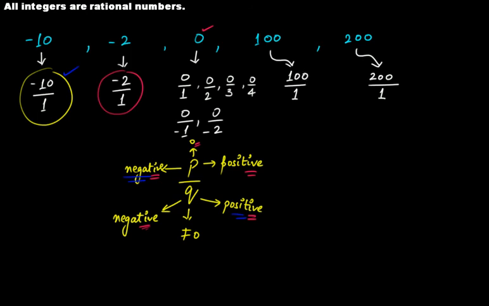100 is a positive integer, 1 is a positive integer, so it satisfies the condition p over q of a rational number. Yes, it is a rational number. 200 divided by 1, in this case 200 is positive, 1 is also positive, so it is satisfying this condition and it is a rational number. So are all integers rational numbers? Yes, they all are rational numbers.